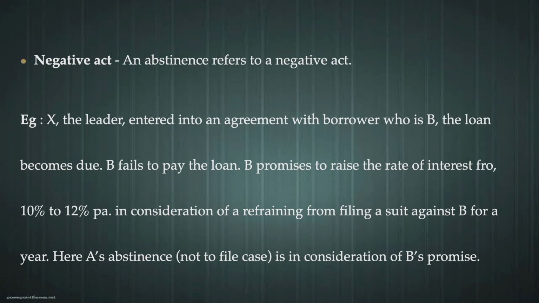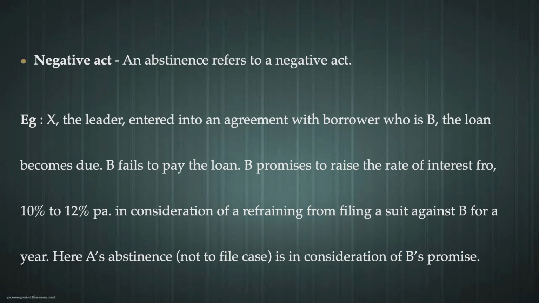X, the lender, entered into an agreement with a borrower who is B. The loan becomes due. B fails to pay the loan. B promises to raise the interest from 10% to 12% per annum in consideration of A refraining from filing a suit against B for a year. Here, A's abstinence, that is not to file a case, is in consideration for B's promise.